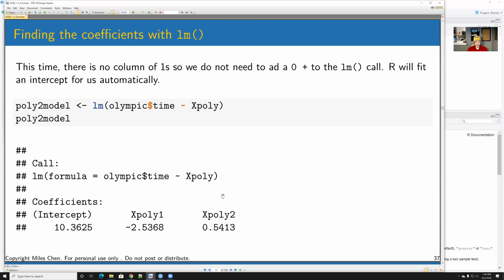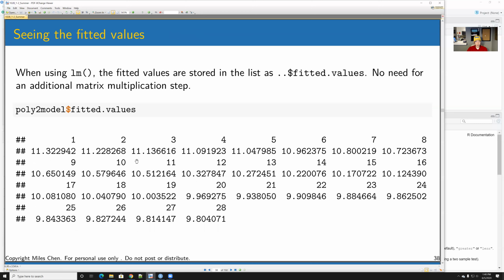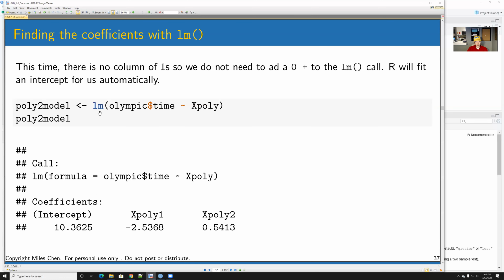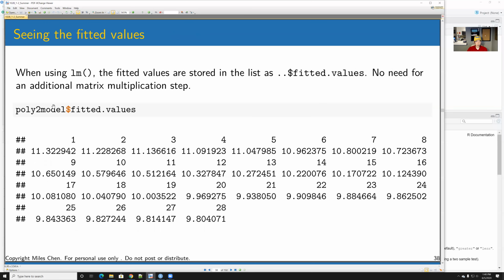And this is what we have. Here's what our fitted values will look like. When you fit a model with lm, you can get the fitted values. You store the results of lm into a model object, and we can take the model object $ fitted values here.